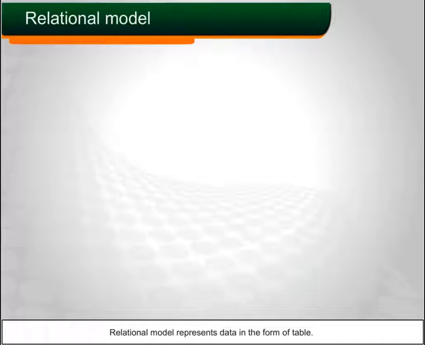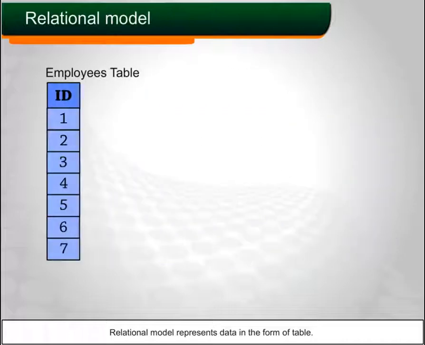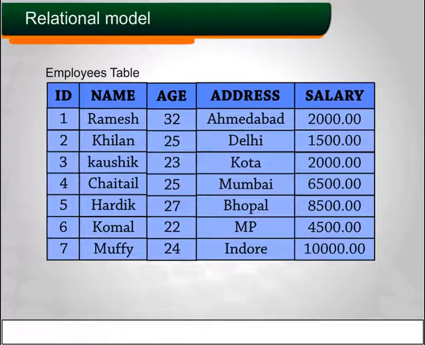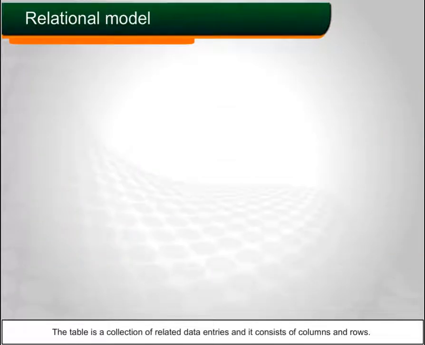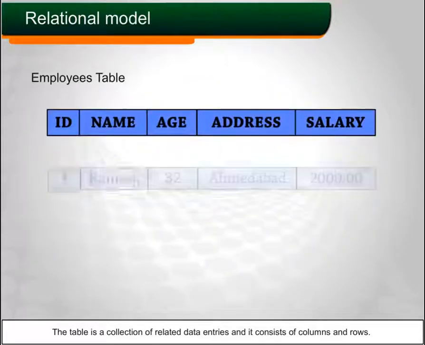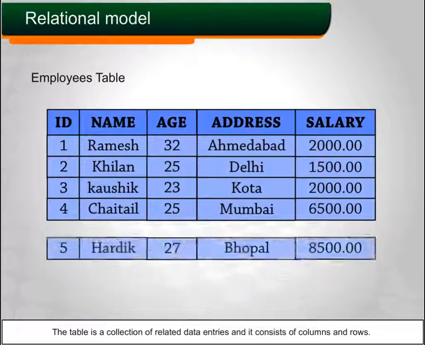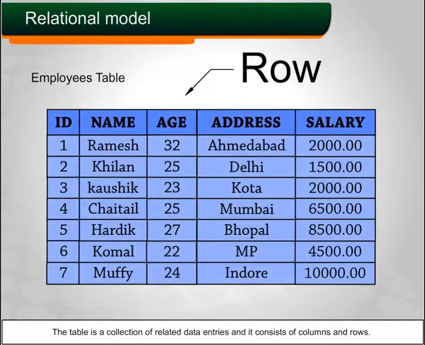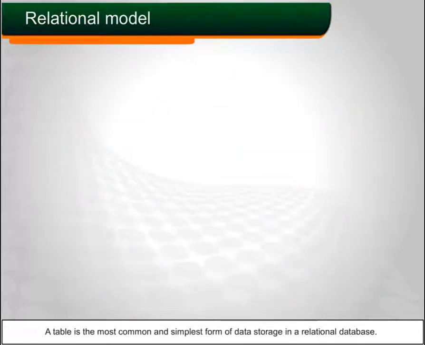Table. The relational model represents data in the form of tables. Employee table. The table is a collection of related data entries and it consists of columns and rows. A table is the most common and simplest form of data storage in a relational database.